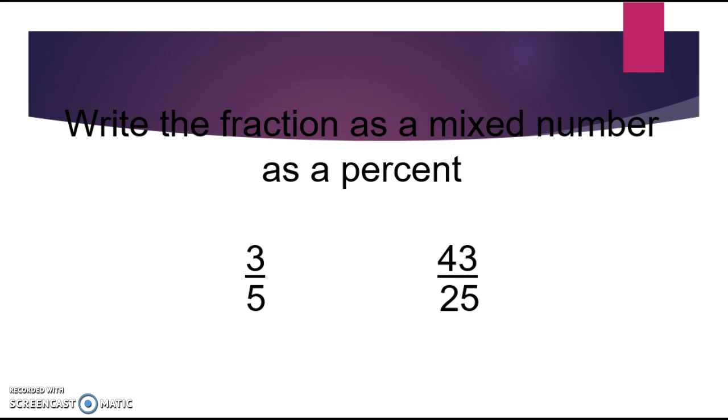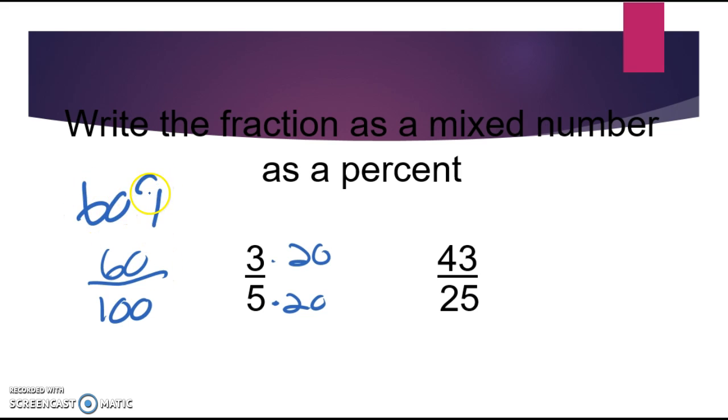Now, the second question asks us to write the fraction as a percent. So 3/5, in order to write anything as a percent, we need to get the bottom to be 100, so I'm going to multiply by 20 here and multiply by 20 there. If I do that, 3 times 20 is 60, and 5 times 20 is 100. Now remember, whenever you get your fraction to be over 100, you just need to write your numerator as the percent. So our percent here would be 60%.